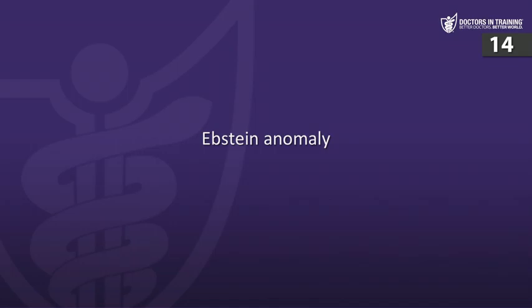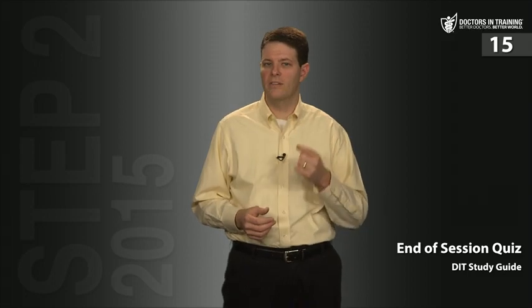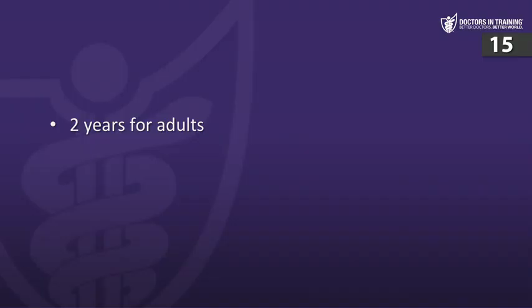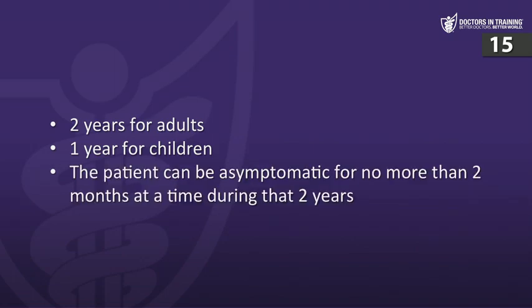It's Ebstein anomaly. And the last question, how long must hypomania symptoms or depressive symptoms be present in order to diagnose cyclothymia? It's 2 years for adults or 1 year for children. And then remember, the patient can be asymptomatic for no more than 2 months at a time during that 2-year stretch.